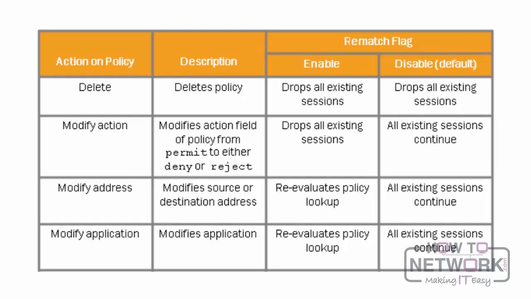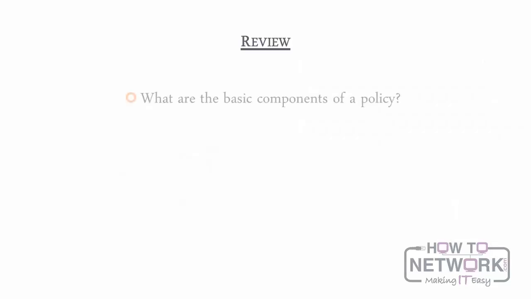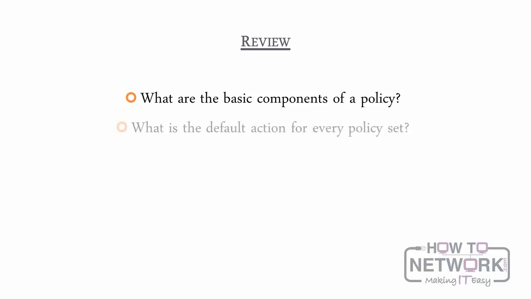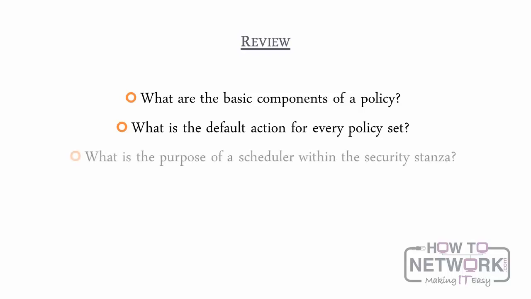Okay, so let's review. What are the basic components of a policy? The basic components of a policy are policy name, source zone and destination zone, matching conditions consisting of one or many source addresses or sets, one or many destination addresses or sets, and one or many applications or sets, and actions. What is the default action for every policy set? The default action for every policy set is, of course, to deny all traffic.